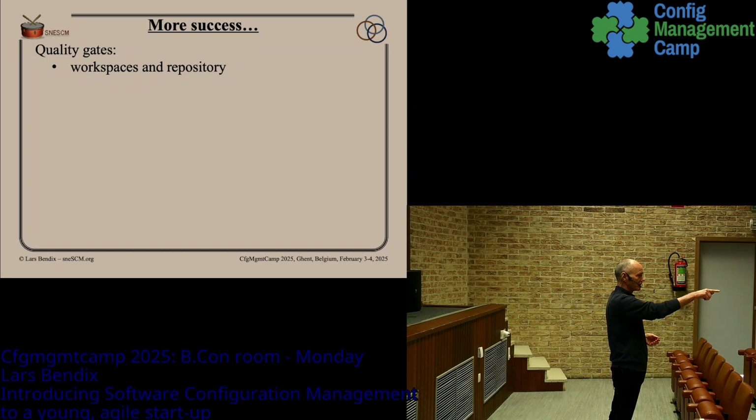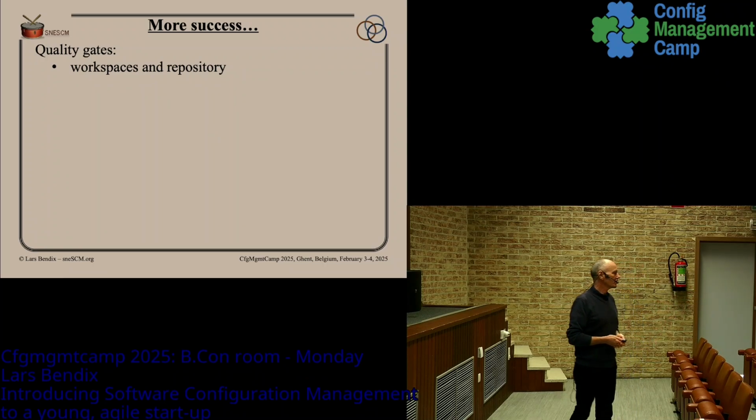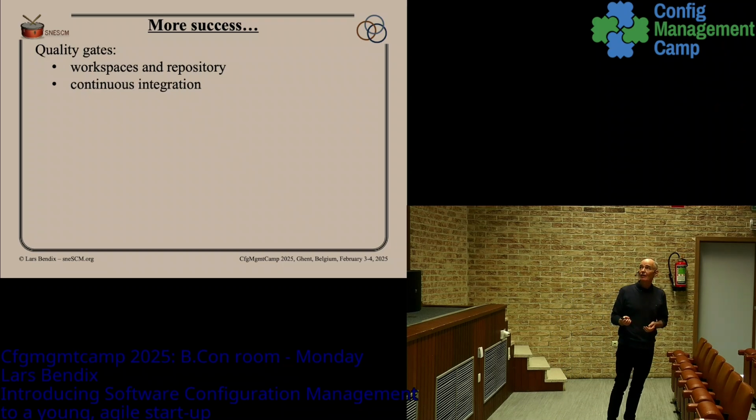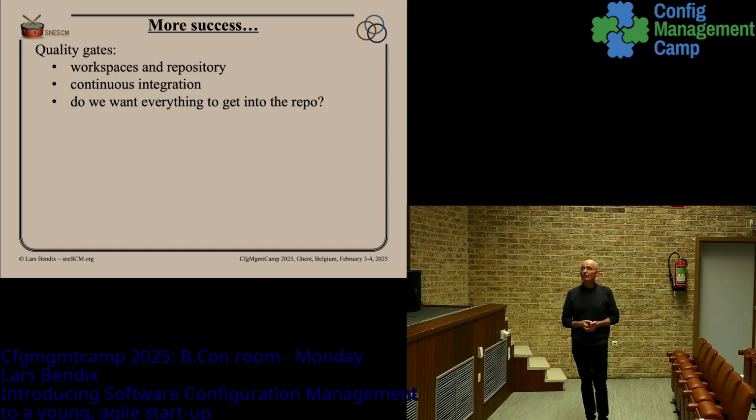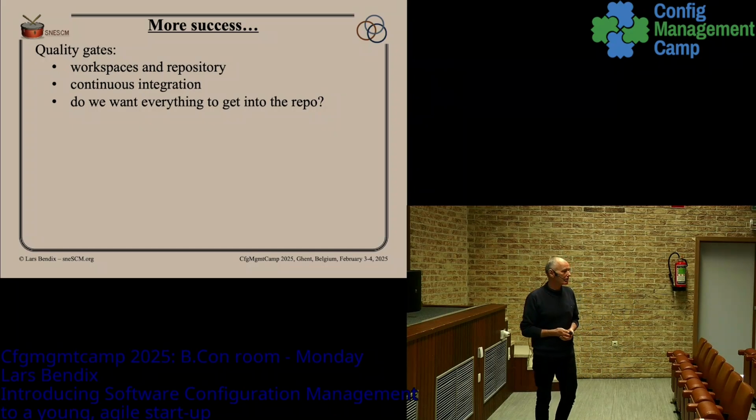We are creating work in the workspace. You do a bug fix, you do a feature, he does a bug fix, I do a bug fix, and now we want to integrate them and put them into the repository so we can share them with everyone. Continuous integration, we already talked about that. The next step is to sort of think about, do we really want everything to go into the repository?